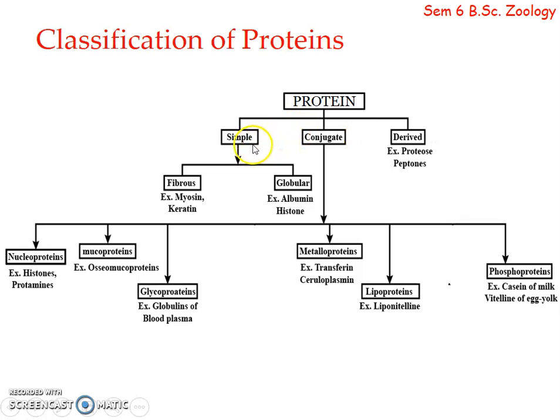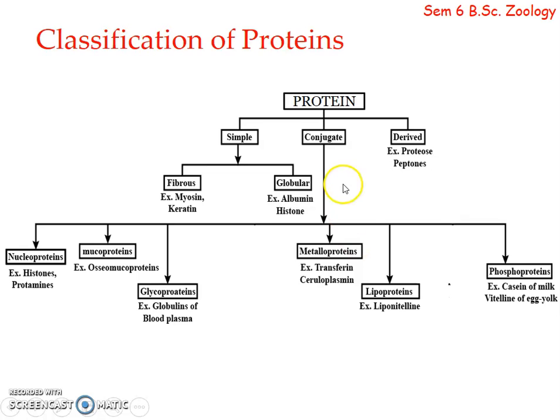Okay, simple proteins are further divided into fibrous and globular. The fibrous protein, as the name suggests, is fiber-like. Globular means spherical, globe-like, isn't it? Spherical or oval in shape. So based upon the shape, the simple proteins are divided into two, fibrous and globular. Obviously, because of this nature, they show different physical properties that we'll be looking at in detail in the coming slides.